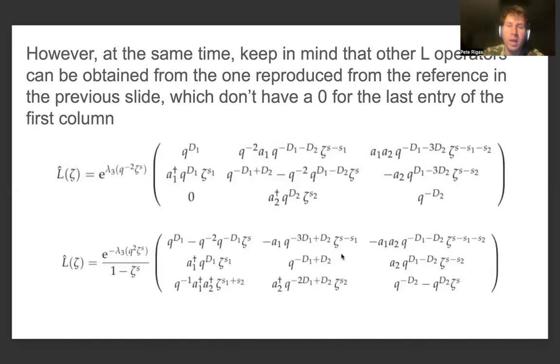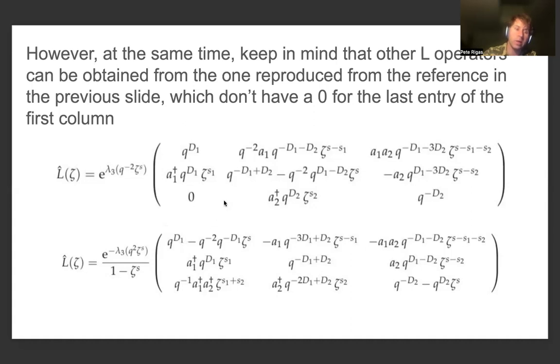However, at the same time, keep in mind that other L operators can be obtained from the one reproduced from the reference on the previous slide, which don't have a 0 for the last entry of the column. We can see directly from these two L operators that they have a very similar exponential factor, but the sign of the power of the exponential is opposite. On top of that, we're dividing by 1 minus this complex valued zeta function, which I've mentioned several times is the mapping into the unital associative algebra. But there's also a difference in the 0 element here.